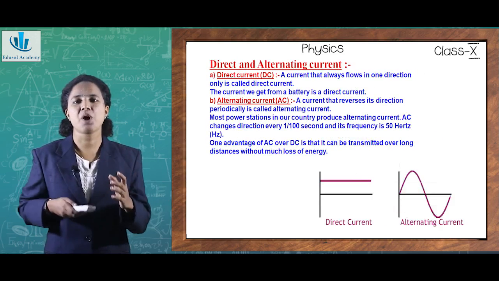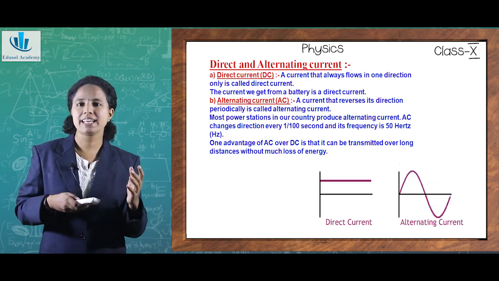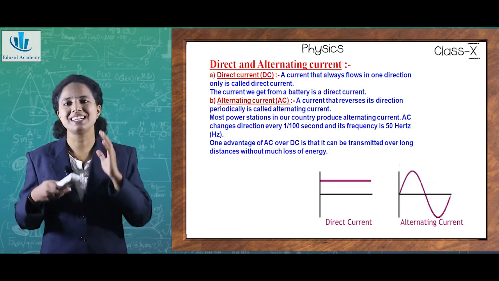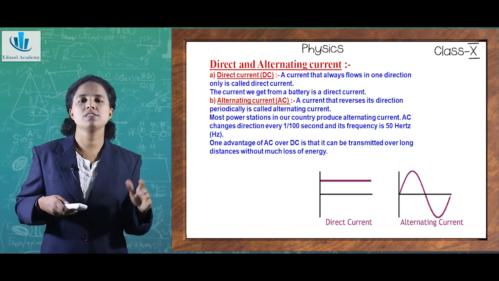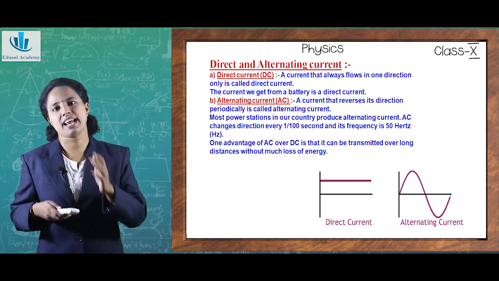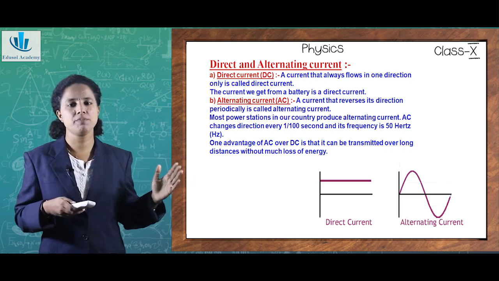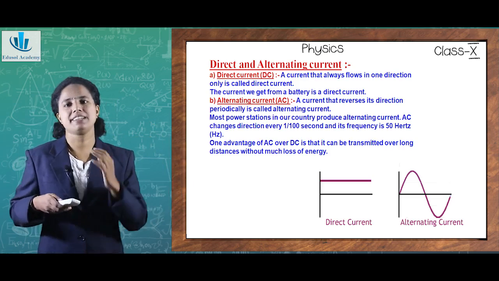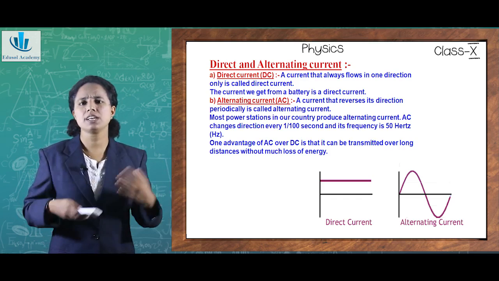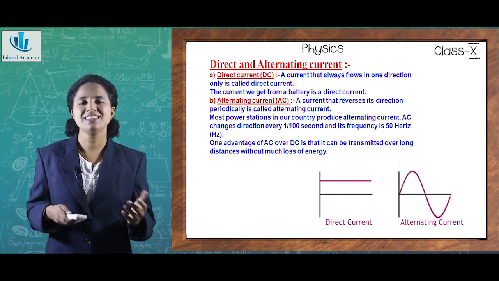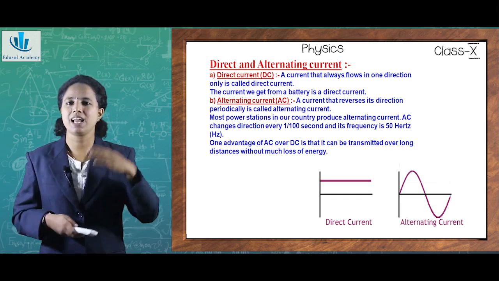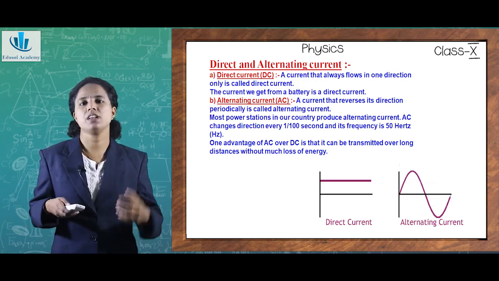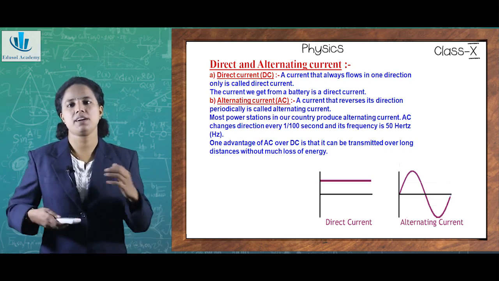Before heading into the next topic, we need to know what we mean by direct and alternating current. So, direct current is also abbreviated as DC. A current that flows always in one direction is called a direct current. You can see in the picture how a direct current looks. The current we get from a battery is a direct current. Then what is alternating current or AC? A current that reverses the direction periodically as time moves is called alternating current. Most of the power stations in our country produce alternating current.